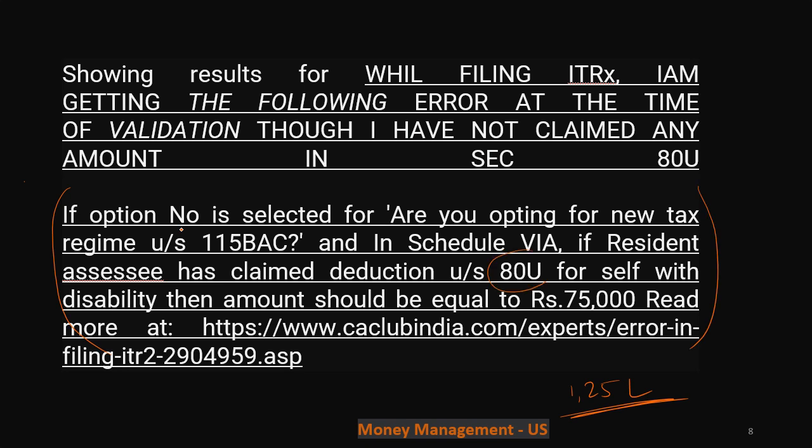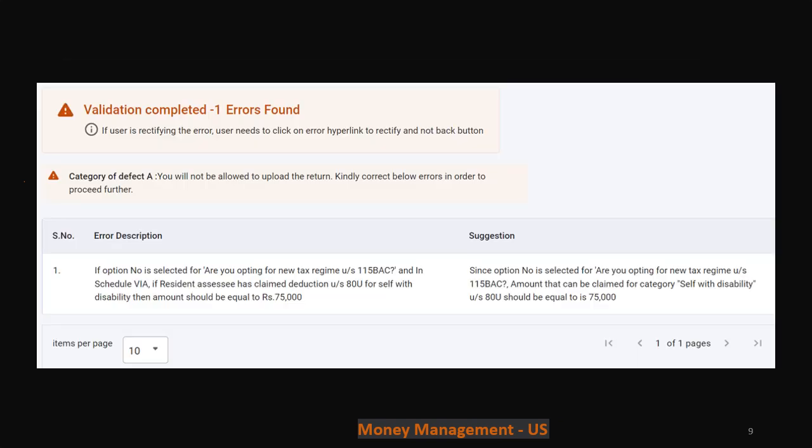Under ATU, the amount you can claim is up to 75,000, something like that. Or if it is a disability case, it will show 1.25 lakh. So the error is something similar to this. Validation completed, one error found, and this is the error, with some suggestion it is giving. So in this case, what is the solution?